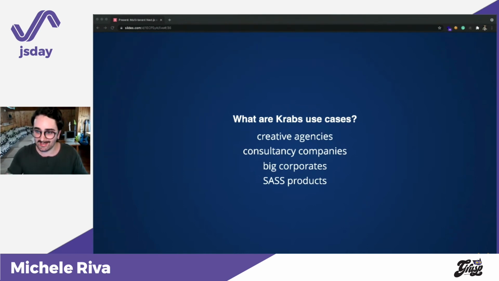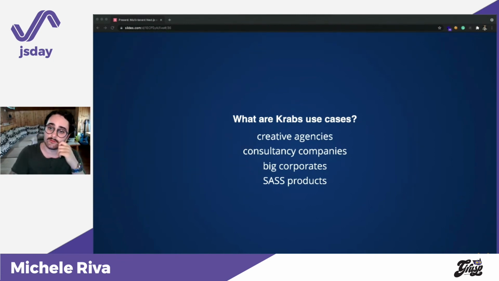And big corporates, just like Viacom CBS, we want our code to be as modular as possible. And software as a service products, where every single customer can have its own custom domain, or stuff like that. We can do that using Next.js and using multi-tenancy.